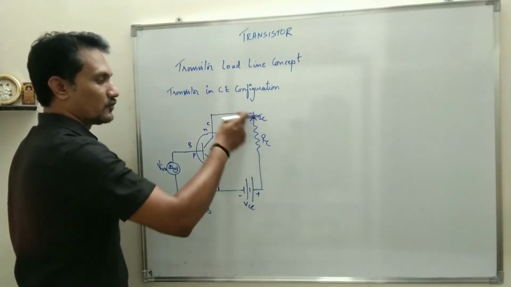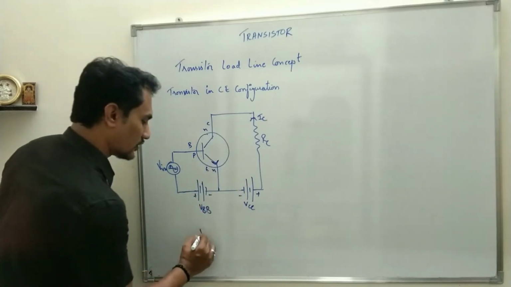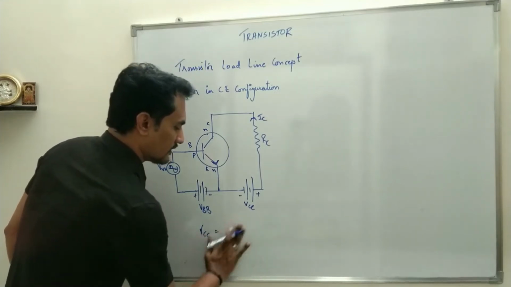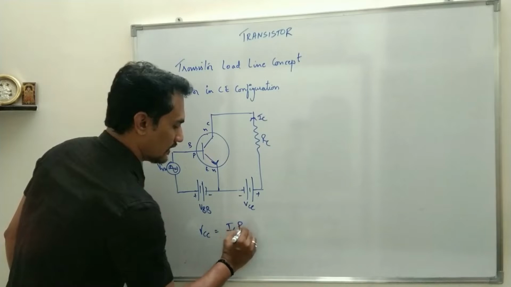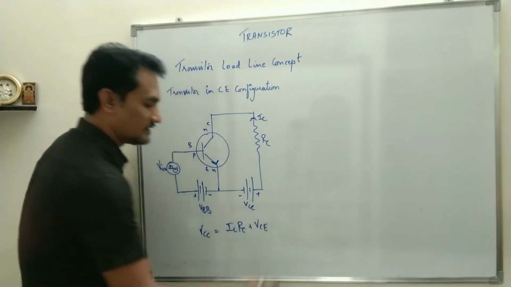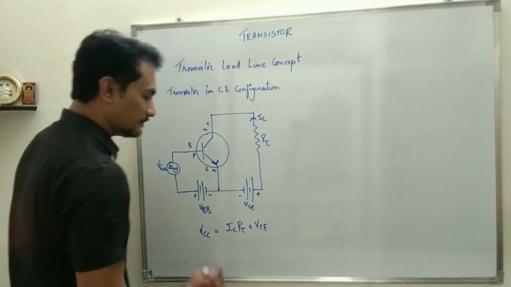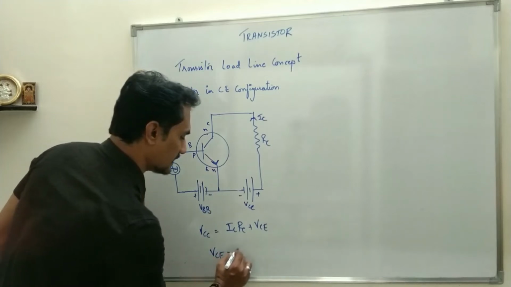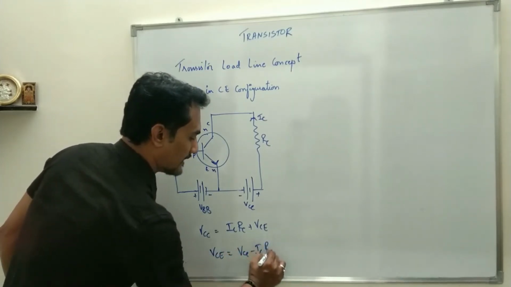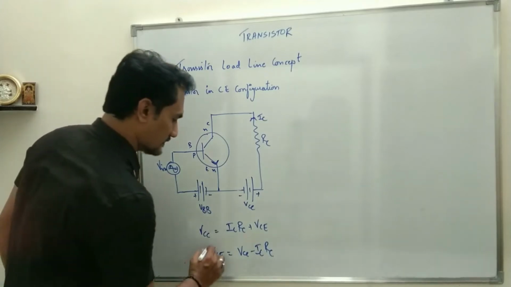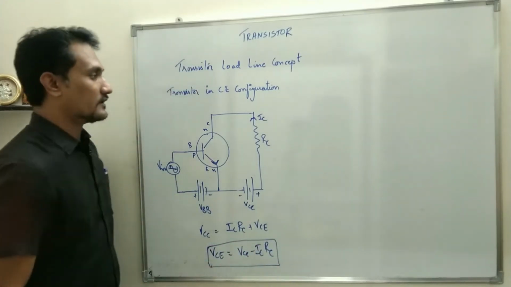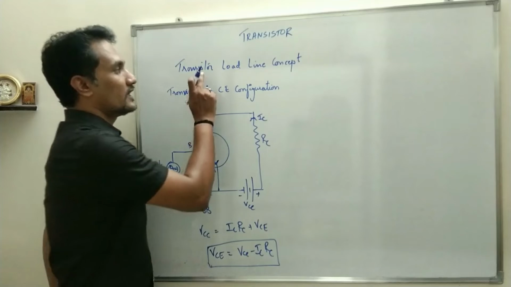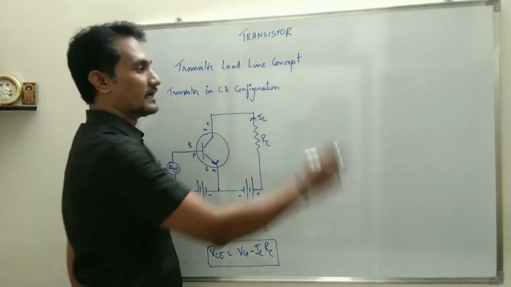If you apply Kirchhoff's voltage law to this collector circuit, what you are going to get is VCC equal to IC into RC plus VCE. Or I can say VCE is equal to VCC minus IC into RC. This is the equation when the transistor is connected in CE configuration. Now let us try to understand the transistor load line concept.